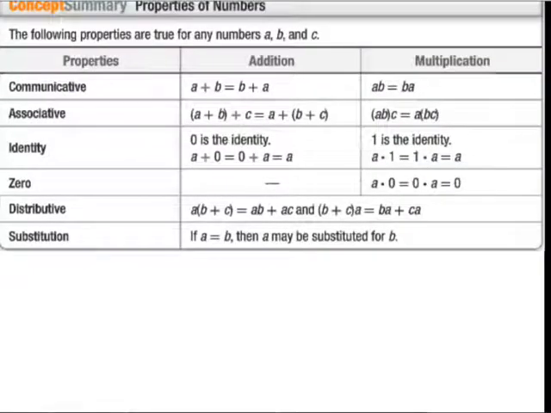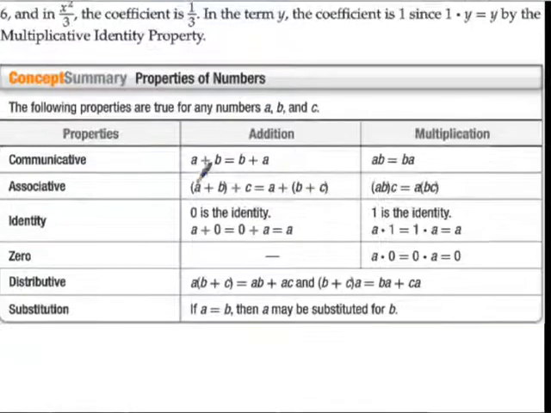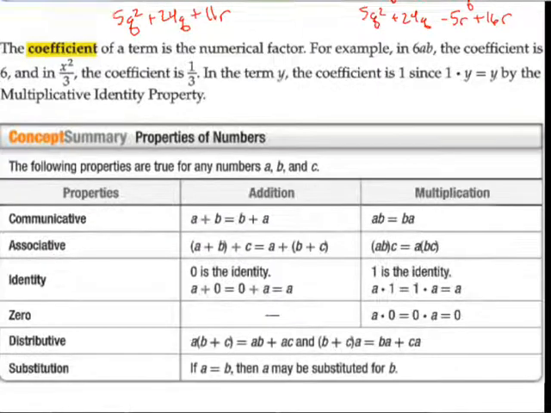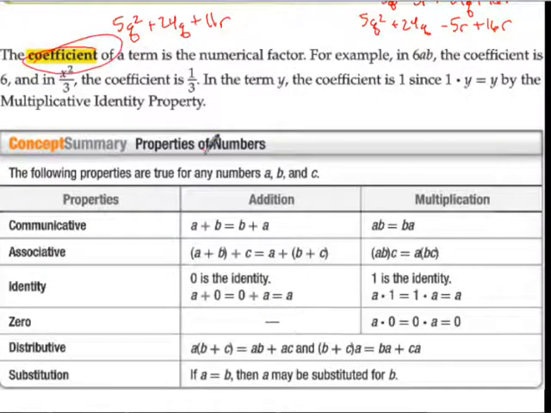Here's a nice little concept summary of the things that we've done, properties of numbers, the ones you need to know. The coefficient, that's the term out front. You guys have heard that word before, but the coefficient is the term in front of a variable. Nice little concept summary of the properties we've looked at. That's it for the notes.